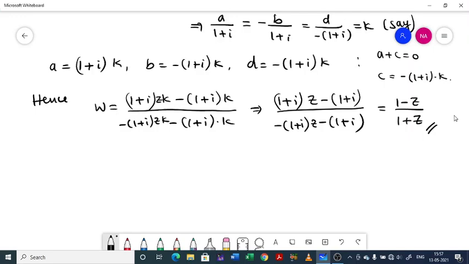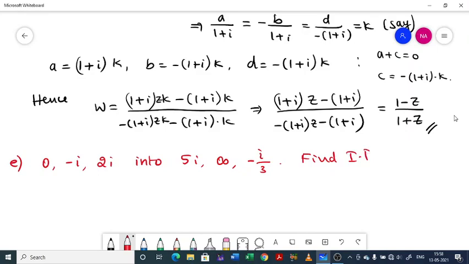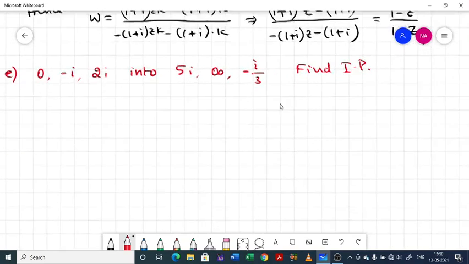So let us solve one more problem and then we shall wind up. Problem e. Find the bilinear transformation that maps 0, minus i, 5i to 5i, infinity, minus i by 3. Also find the invariant points, that is, IP, I will write. Solution.